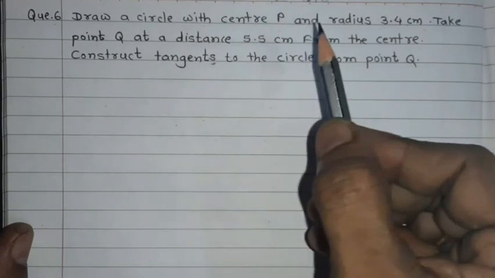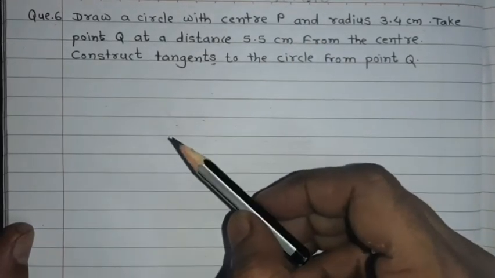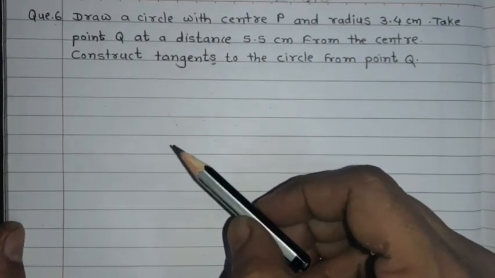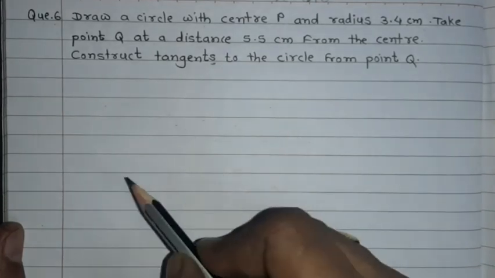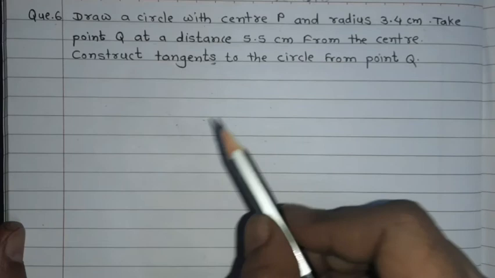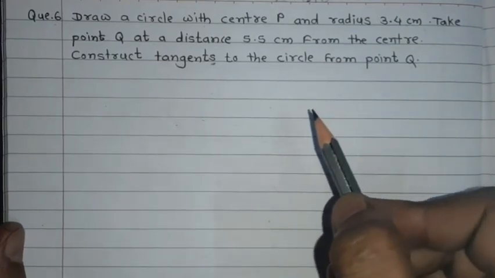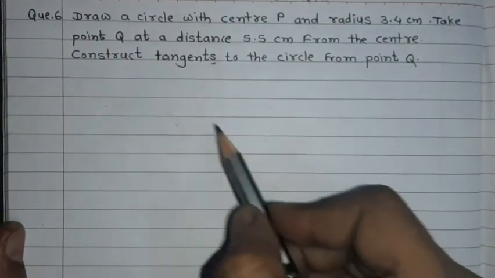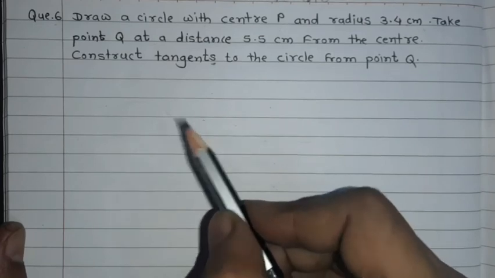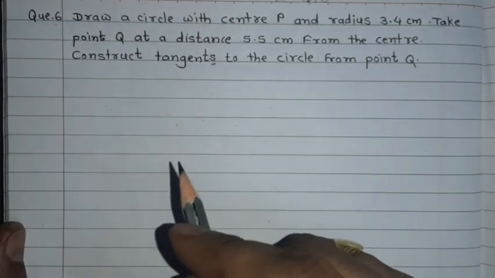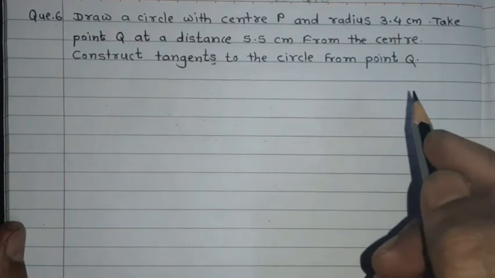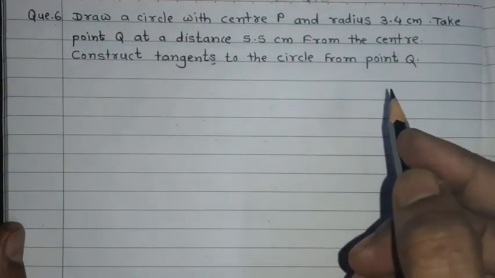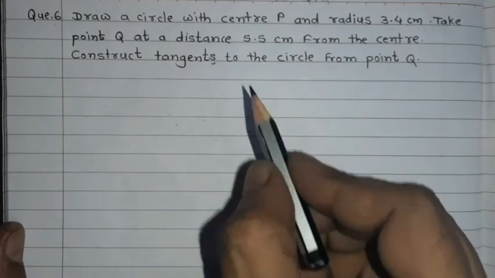Dear student, at the beginning of this lecture, I have already explained to you that we have to draw the tangent when the point is on a circle and when the point is outside the circle. When the point is on a circle, we draw one tangent to the circle, and when the point is outside the circle, we can draw two tangents to the circle. Now we have to see this question.